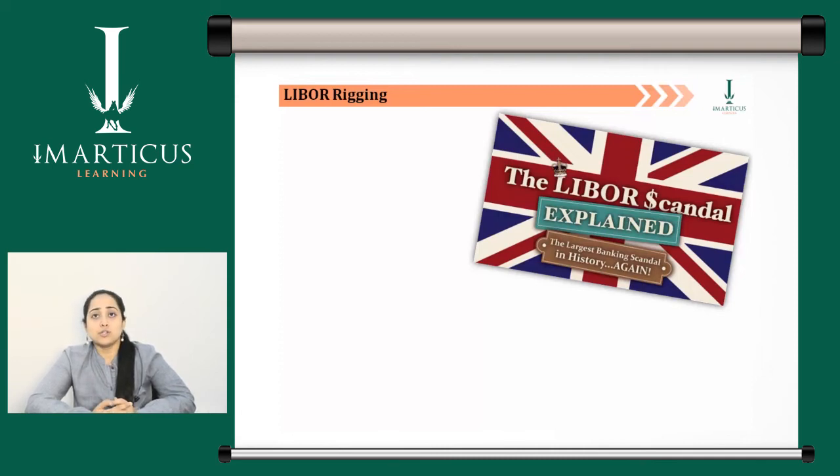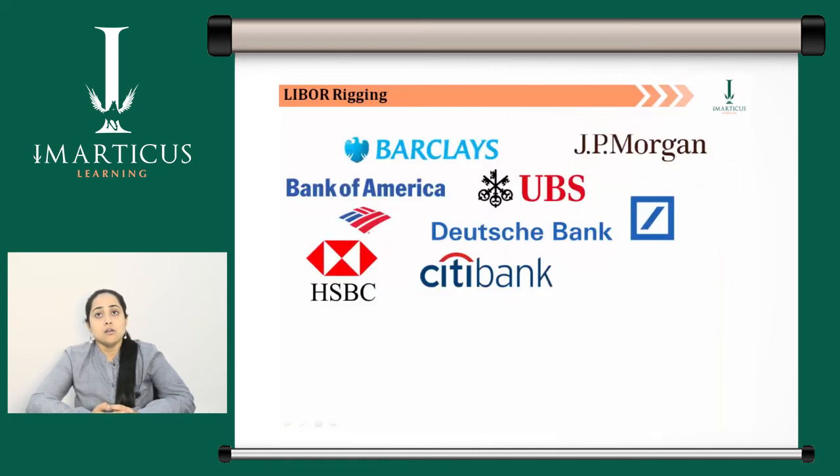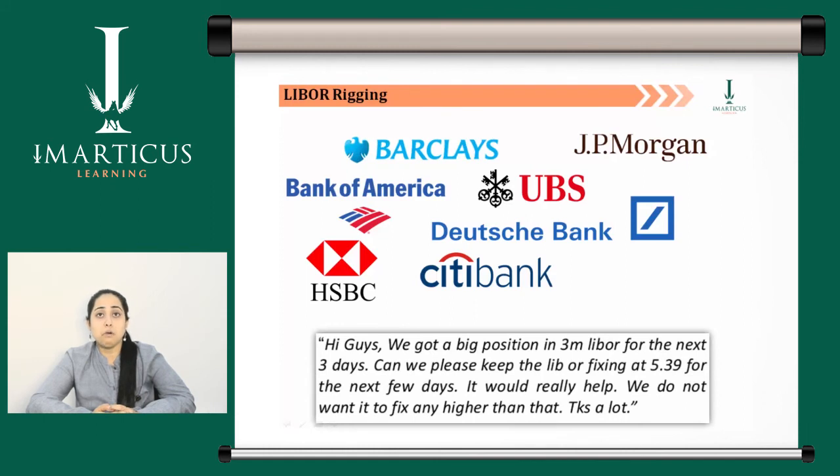Now, since mortgages, student loans, and other financial derivatives often rely on Libor, any manipulation can have a serious negative effect. In June 2012, multiple criminal settlements by Barclays Bank revealed significant fraud and collusion by member banks. The graph on the screen shows the total value of securities impacted by Libor is around $800 trillion. Some of the major banks associated with the Libor rigging case included Barclays Bank, UBS, Bank of America, JP Morgan, Citibank, Deutsche Bank, and HSBC.